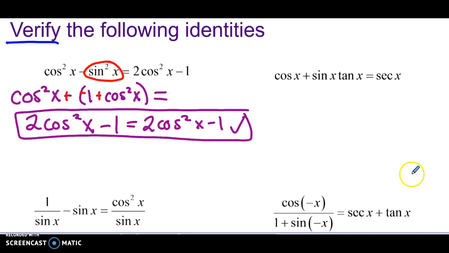Let's have you guys try these next three on your own. At least do something to get started, and then I can help you from there if you get stuck. So try this next one on your own. Go ahead.